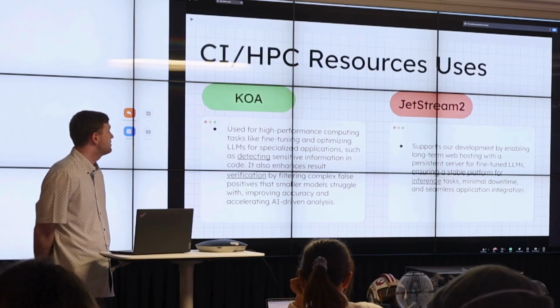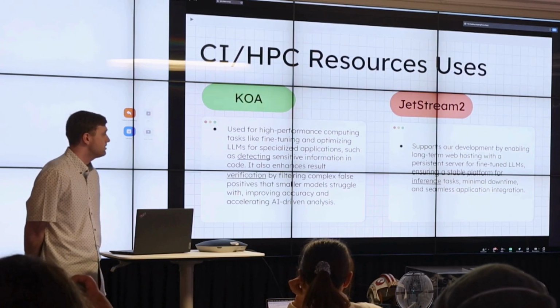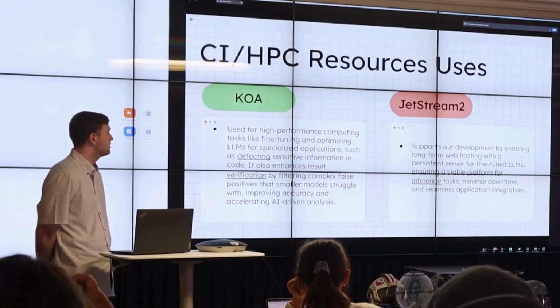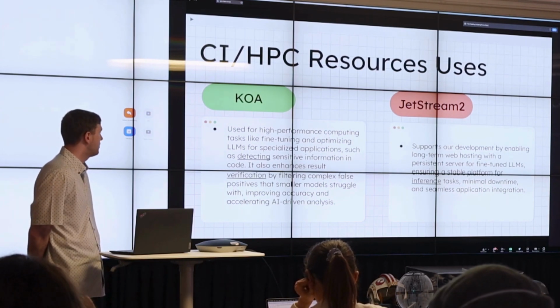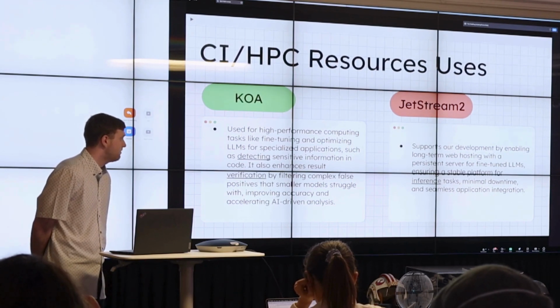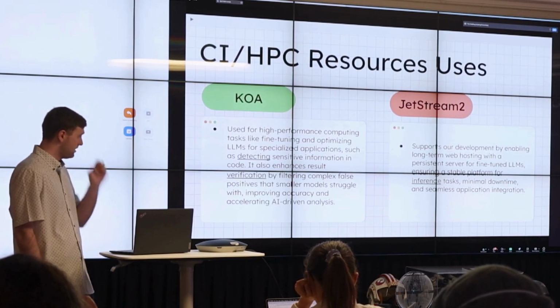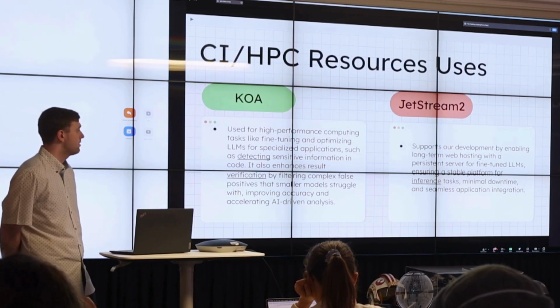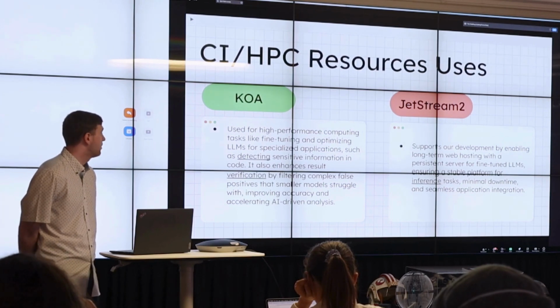The 2 main resources that we use are Koa and Jetstream. For Koa, we mostly use this for training our AI models, specifically LLMs, for detecting things like sensitive information inside of code, and then also running verification processes. This is very computationally expensive because there's a lot of context in some of these large-scale projects, and they just can't fit on normal consumer hardware.